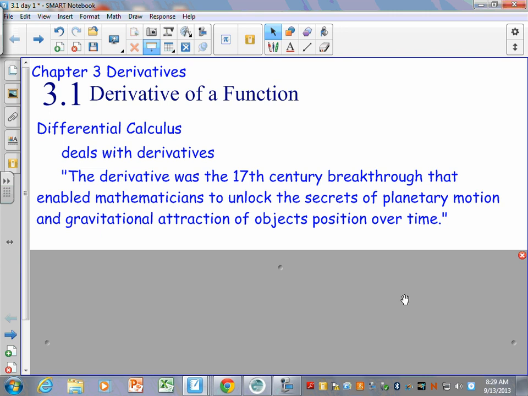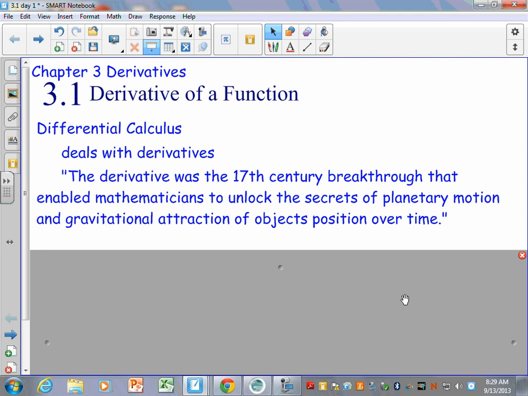And so this was in your book, and I know you guys never read your book, so I like to just give you the quote out of it. Derivatives is the differential part of calculus. That's this semester. Next semester we'll do integral calculus, which is integrating, which is like undoing derivatives. It's so exciting. But this is in your book.